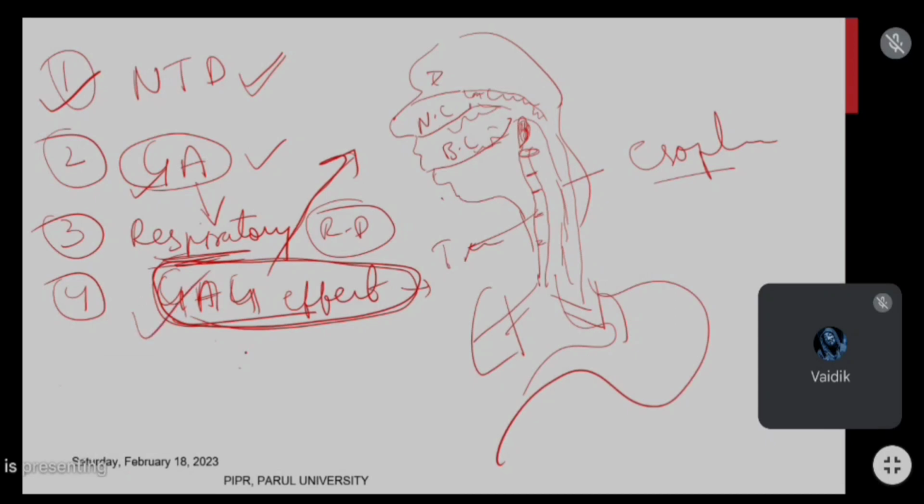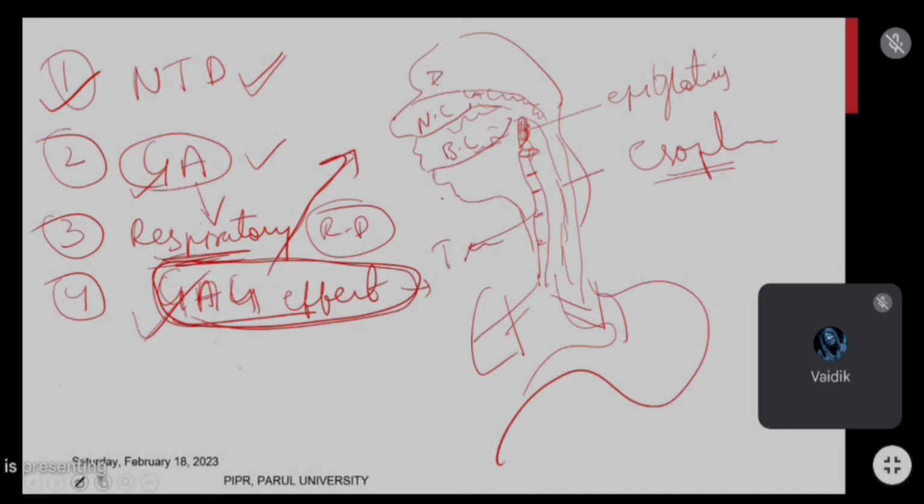The gag effect is nothing but the swallowing activity, the contraction of pharyngeal muscles. When pharyngeal muscles contract, the epiglottis is closed. So when the gag effect is seen, food particles will enter into the esophagus but not into the trachea. The gag effect allows food particles into the esophagus but not into the trachea.